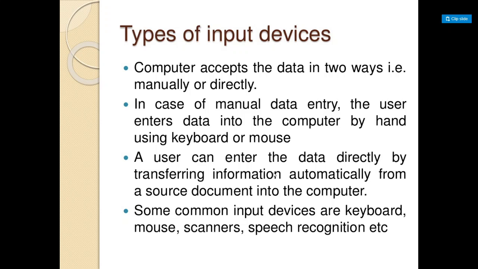Then what are the types of input devices we have? Usually it's manual or direct. Manual entry means the user enters data through the keyboard or mouse, you know it. What do you mean by direct then? It is transferring information automatically from a source document to the computer. That could be saved information in the system, or saved information on a pen drive or so. Whatever it is asked to do, it is done just with the commands that are in the document.